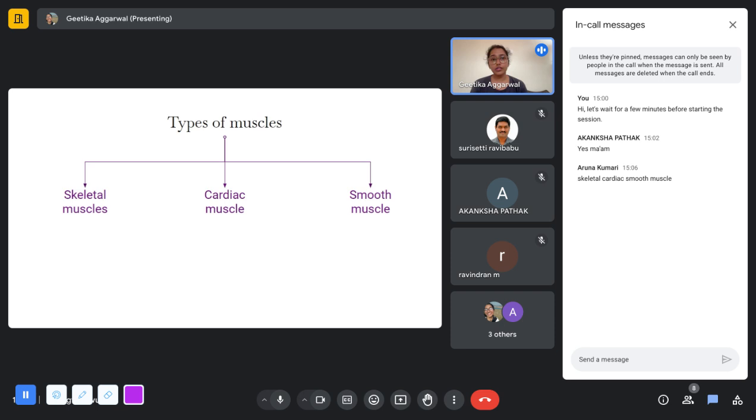So based on the force generation, can you tell me which one of these has the highest amount of force generation and which one has the least amount of force generation? Anyone would like to take a guess which one of these three muscle types has the highest amount of force generation and which one produces the lowest amount of force?